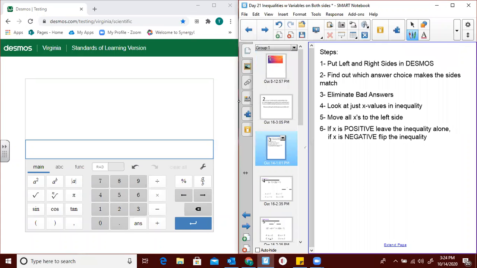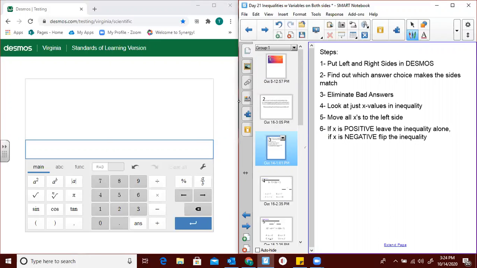Just want to remind you, when we're using Desmos, there's a couple of steps. So we put our left and our right hand sides in. We find out which answer choice makes the sides match. We eliminate bad answers. That's our good test taking skill. And then the last three steps kind of all work together.